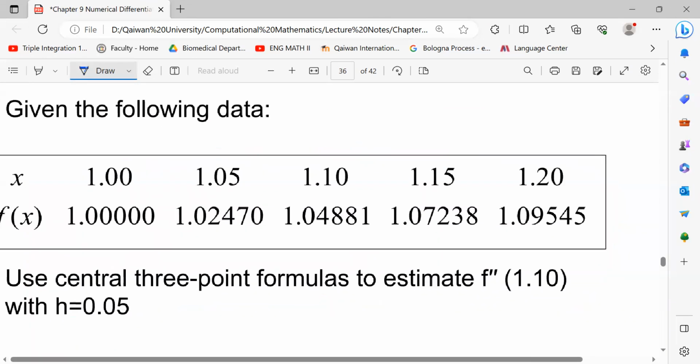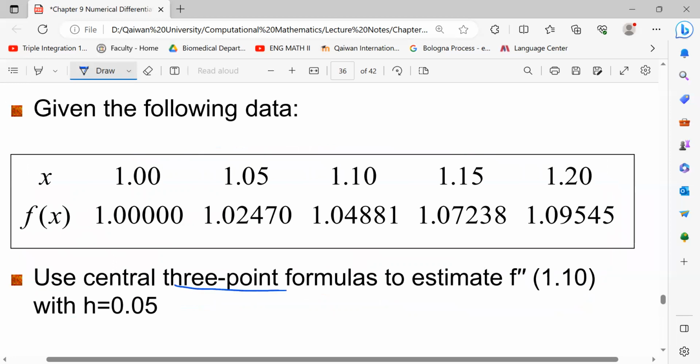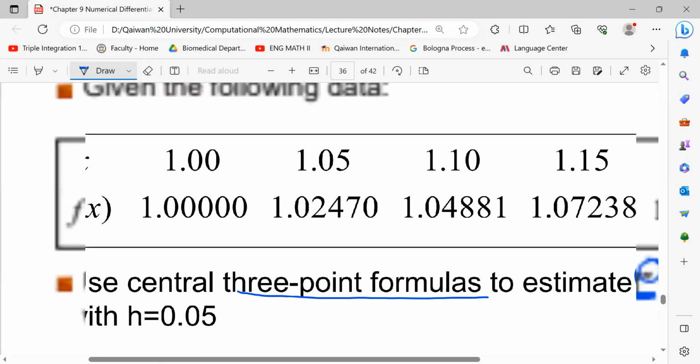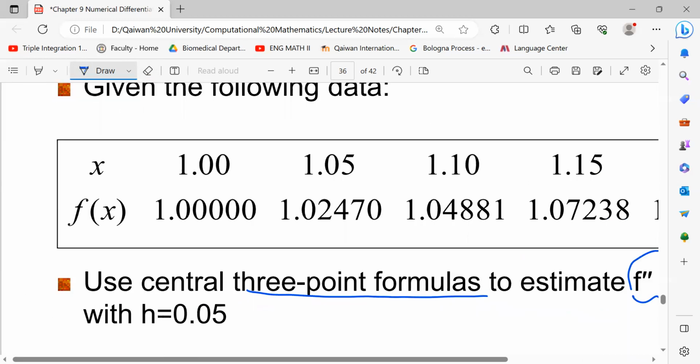Look at this example. It says use central 3-point formula to estimate. It doesn't say first derivative or second derivative. It just gives this. From here, you should know it's second derivative because it's f double prime. Okay, this is f double prime. That means we need to find f double prime for 3 points central. Okay, for central, 3-point formula.